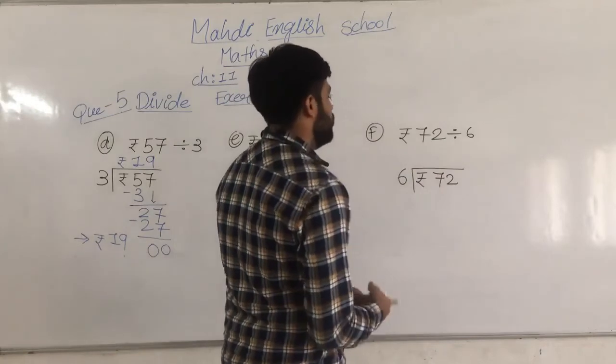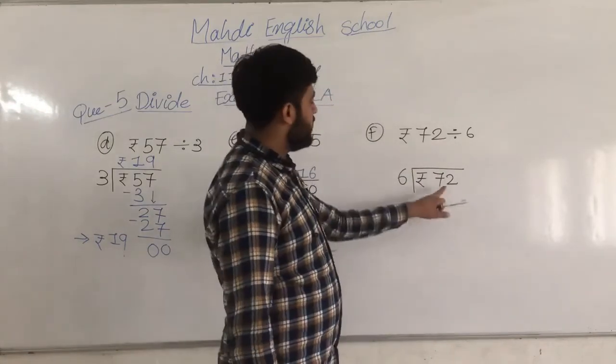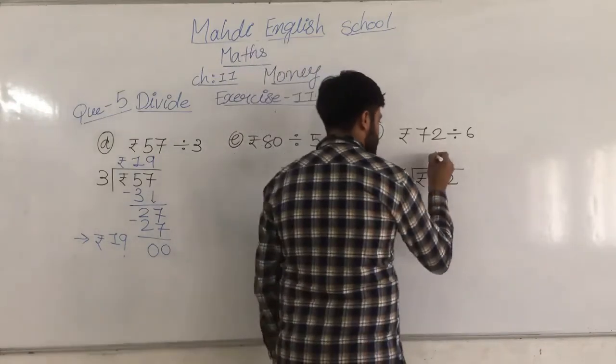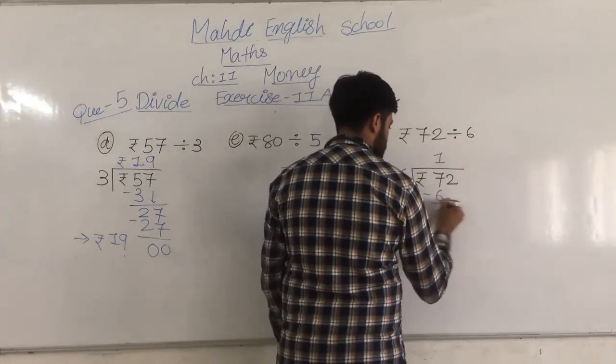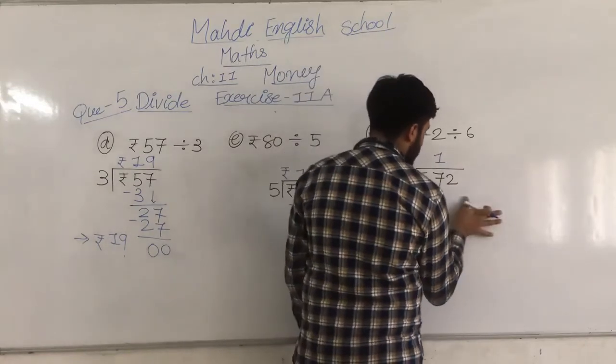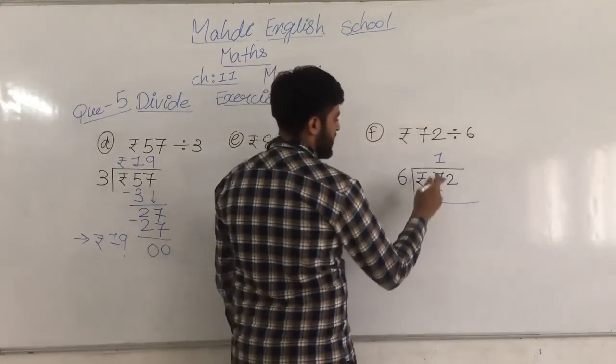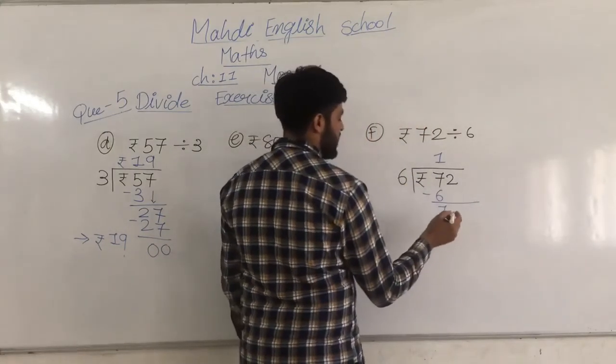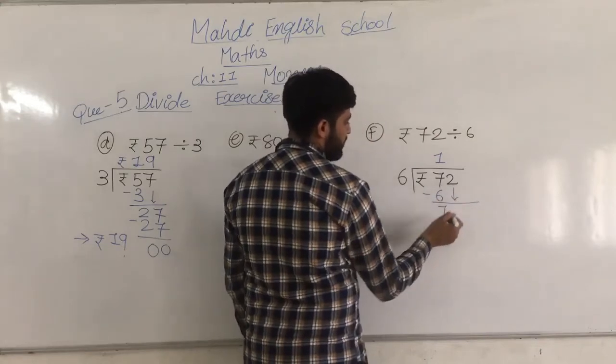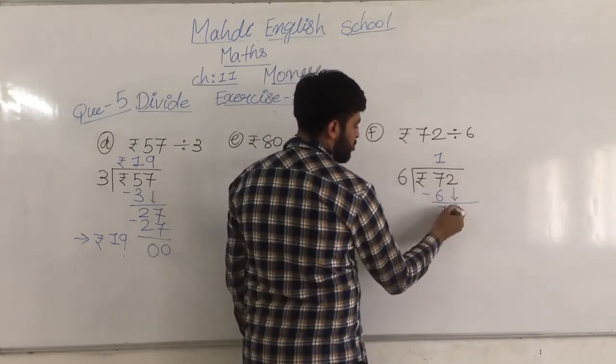Okay, so what to do? We have to take only one digit. 6 ones are 6. How many, my dear students? 6 ones are 6. Okay, 7 minus 6 is equal to 1. Then after that, what to do? We bring it down up to here.